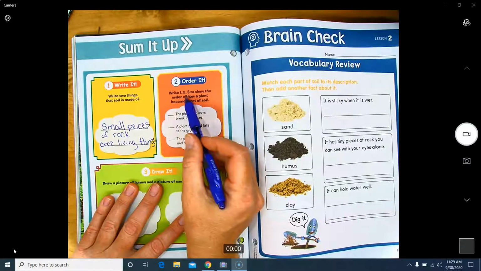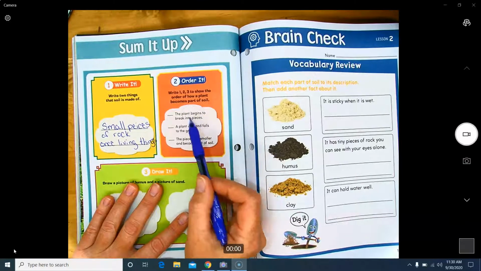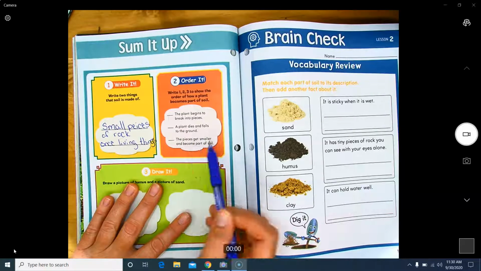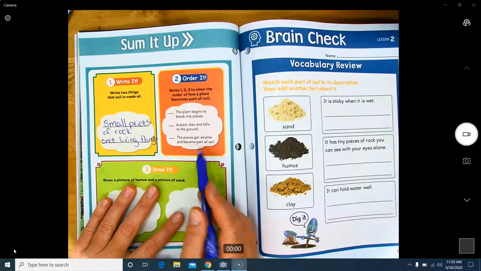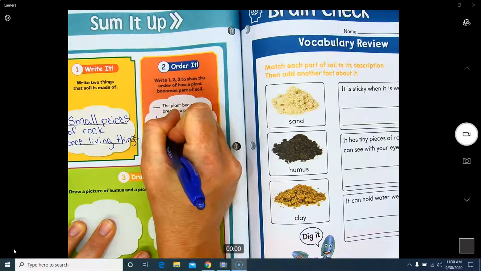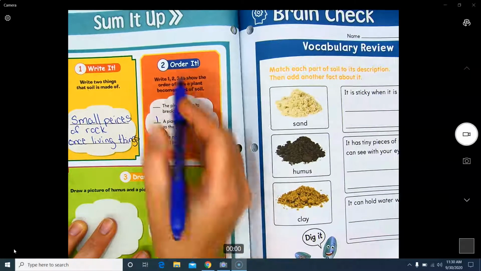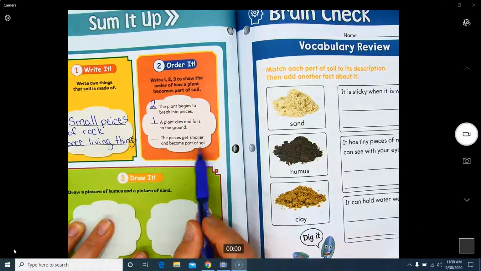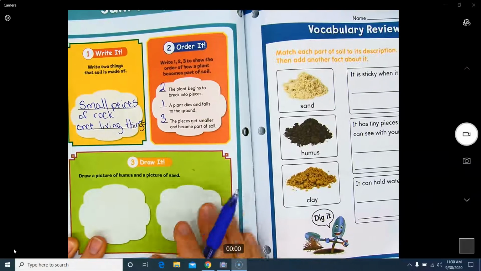Order it. Write 1, 2, or 3 to show the order of how a plant becomes part of the soil. Let's read through it. The plant begins to break into pieces. A plant dies and falls to the ground. The pieces get smaller and become part of the soil. So which thing would have to come first? A plant dies and falls to the ground. Then the plant begins to break into pieces. The last part, the pieces get smaller and become part of the soil. Sequence of events, the order in which things happen.